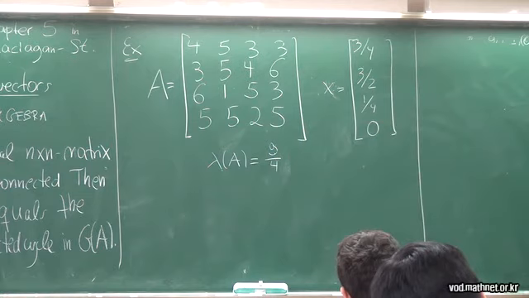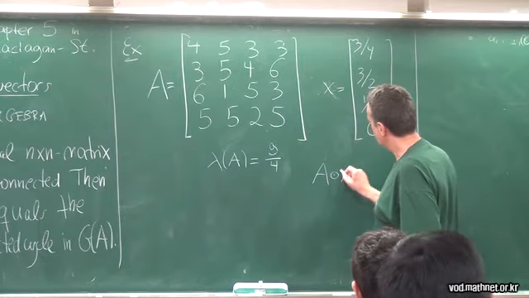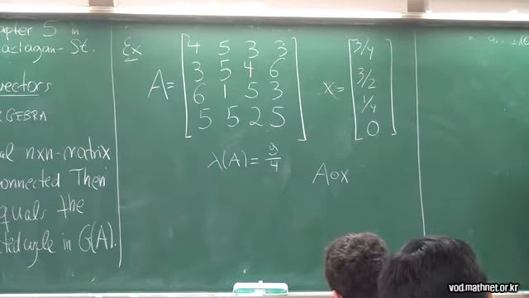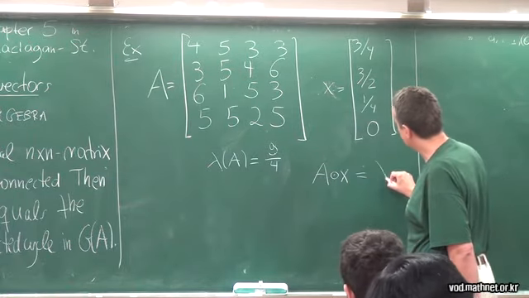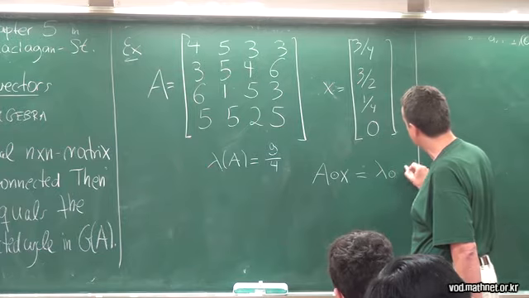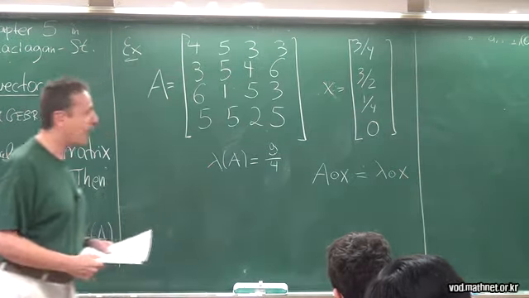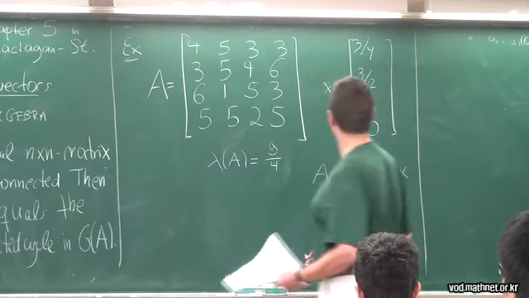Okay? So you check, right? So let's check. A times X in tropical arithmetic, right? That's a matrix times a column vector. That's a column vector. I claim that that's lambda, scalar multiple X. So let's take a moment to check this, right? So for example, let's do this in the first coordinate, okay?